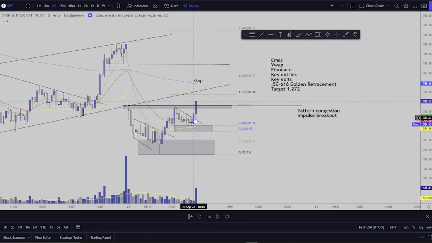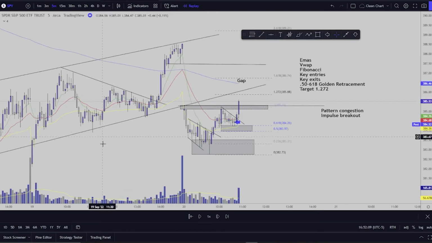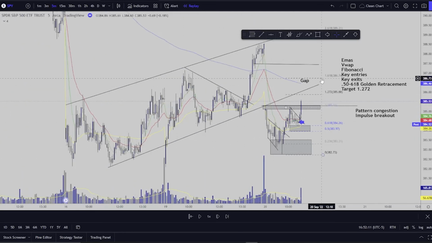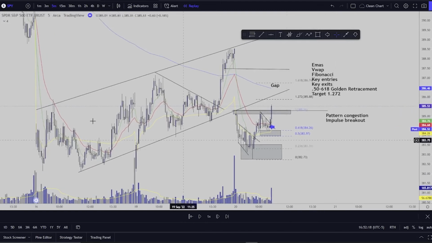The 9 is above the 20. So that's already a good bullish indication as well, right? It held the golden ratio above VWAP, and you have this gap to be filled, right? And also keep in mind this higher time frame pattern that you're looking for a retracement back into, a retest, to then continue downward because it is an uptrend.